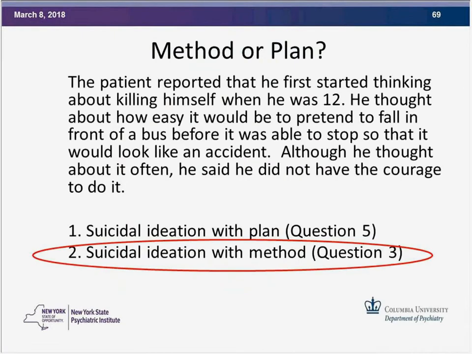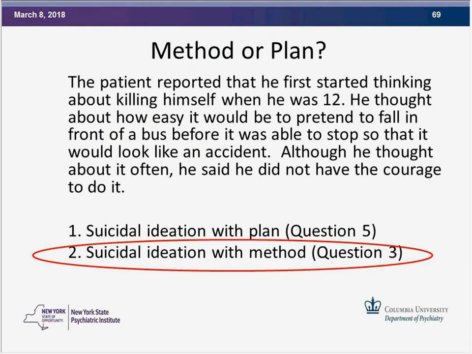You see, it would be a 5 because he had intent and a specific plan with the intent to act on it, all the details worked out, etc. So I'm going to go through a few examples, which I know you won't be answering, but I will answer for you. This patient reported he first started thinking about killing himself when he was 12.